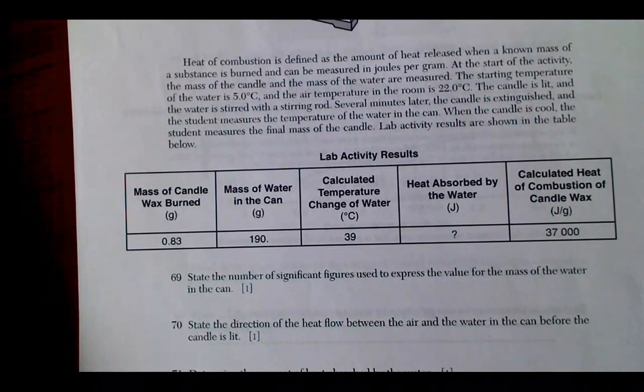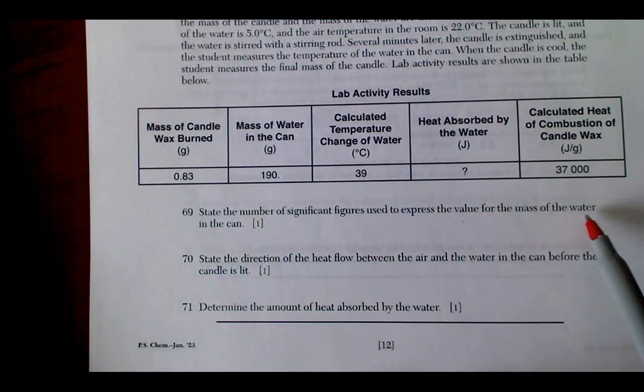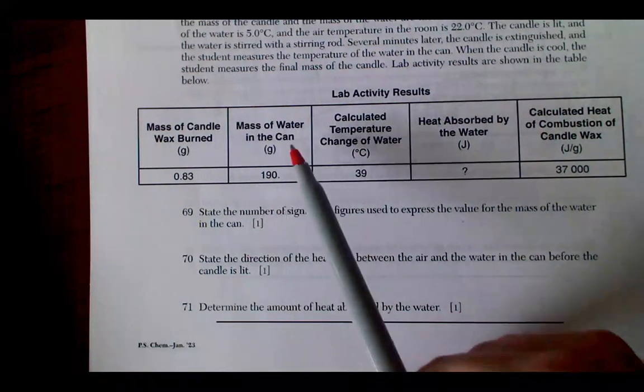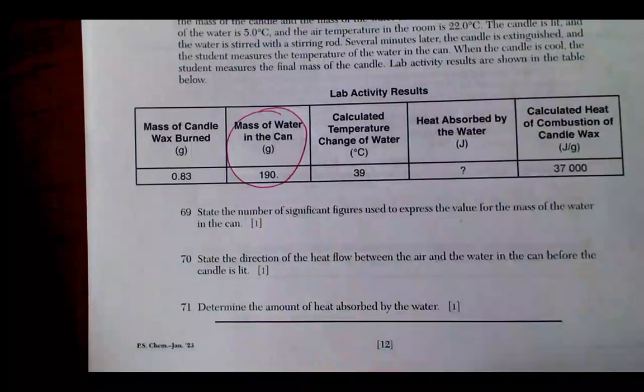This is the specific amount of heat you need to give candle wax in order to make it actually burn. Question 69 says, state the number of significant figures used to express the value for the mass of the water in the can. So no math, we just have to see how many sig figs are in a number. Let's find the mass of water in the can, and there we go. It's asking us about this number right here, 190 with a decimal after it.